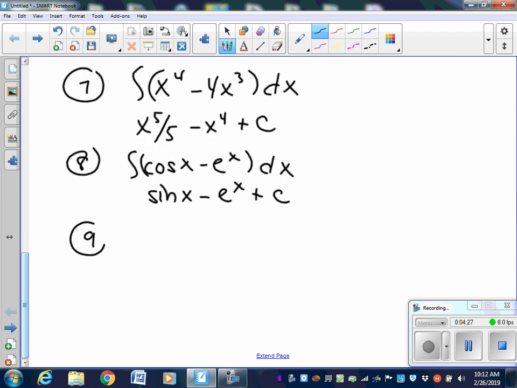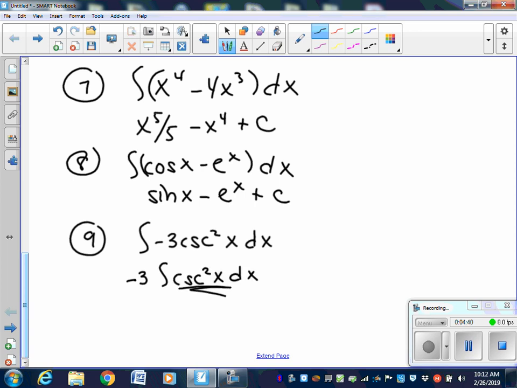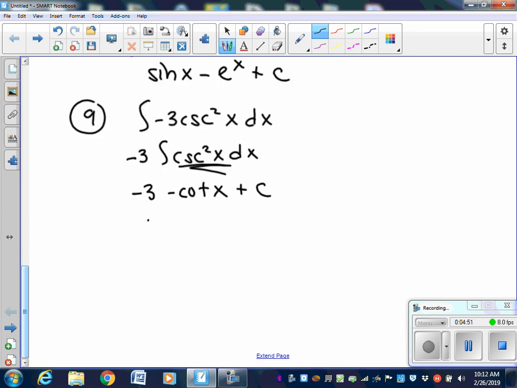And number 9, a negative 3 cosecant squared x dx. I'm going to drag the negative 3 out and just do cosecant squared x dx. That's a formula on your formula sheet. That equals a negative 3. This equals a negative cotangent of x plus c. And a negative of a negative equals a positive, so it's 3 cotangent of x plus c. Okay, very quickly, those are the first 9.